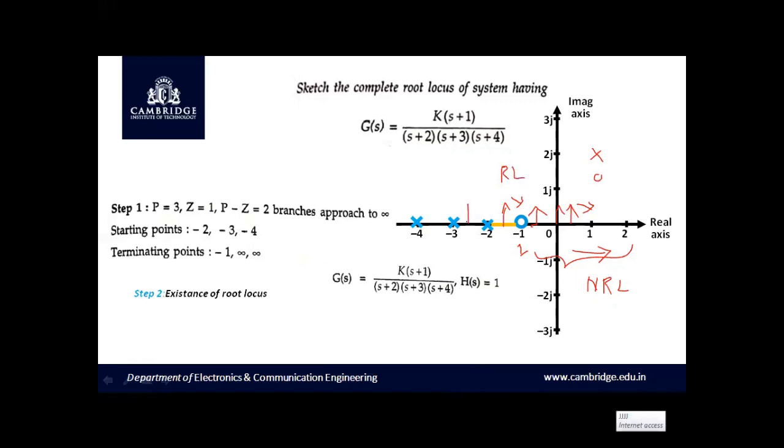Now, let me take a point here and look towards the right side. In this case, the number of poles and zeros towards the right is 1 pole and 1 zero. So, the sum is 2.